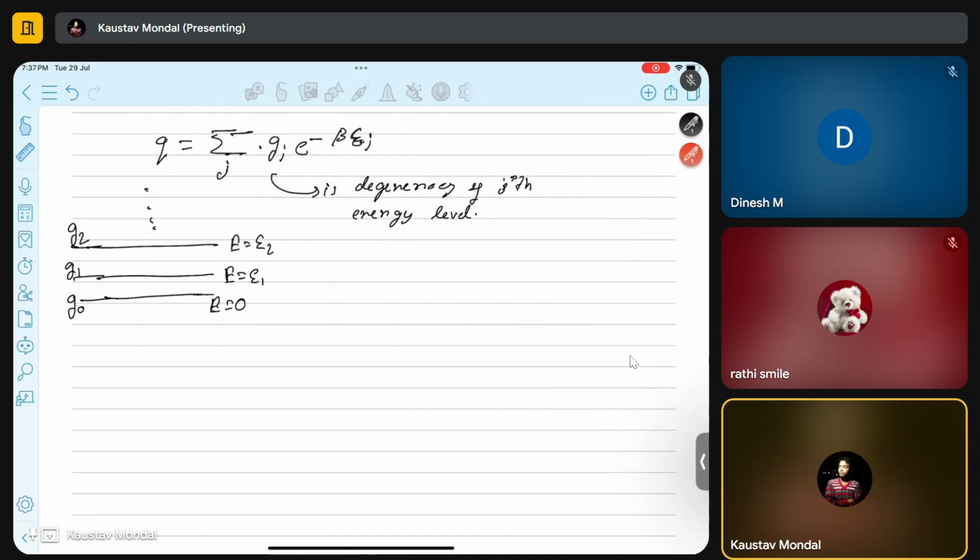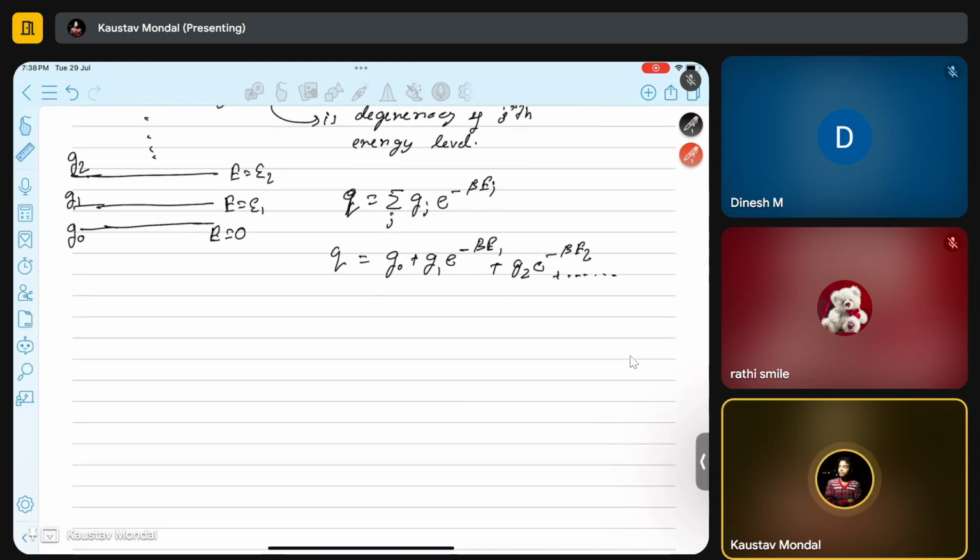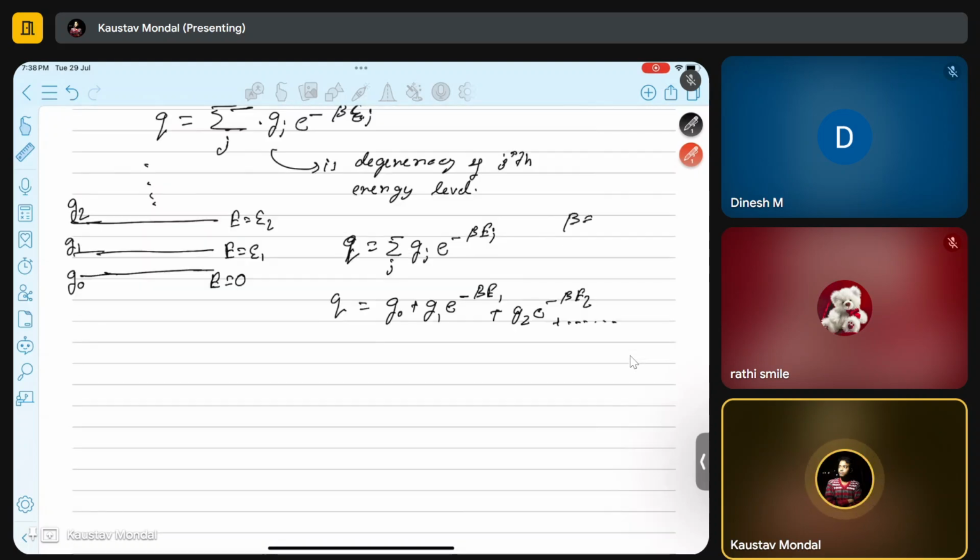The partition function Q in this case would be summation over j of Gj e to the power beta Ej, that we know, right? So for this case, the partition function would be G0 plus G1 e to the power beta E1 plus G2 e to the power beta E2 plus and so on. Now, beta you already know. Beta is related to the temperature, that is 1 by kBT.